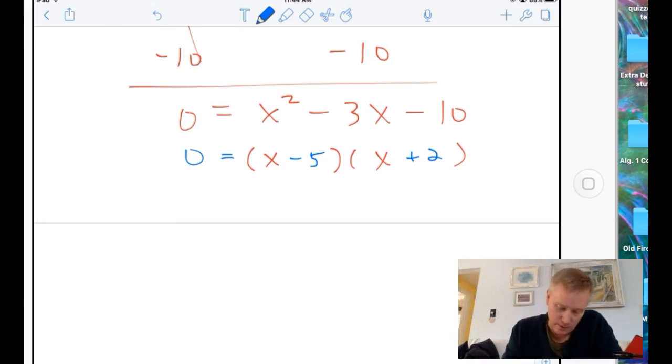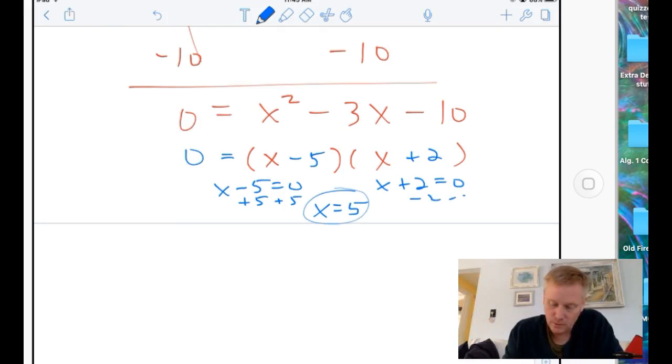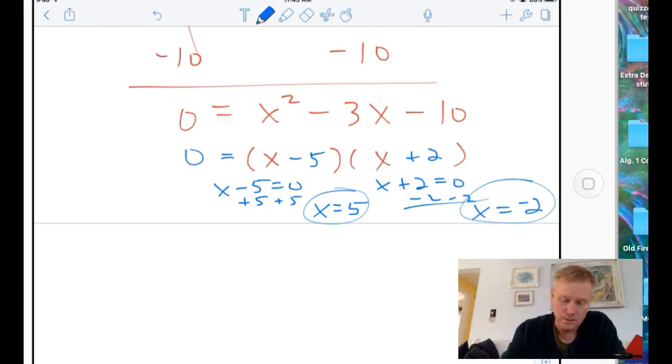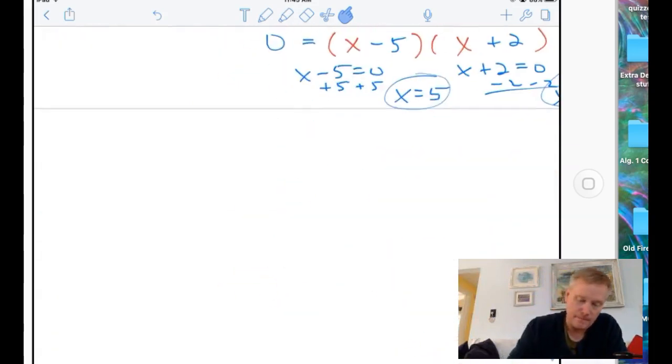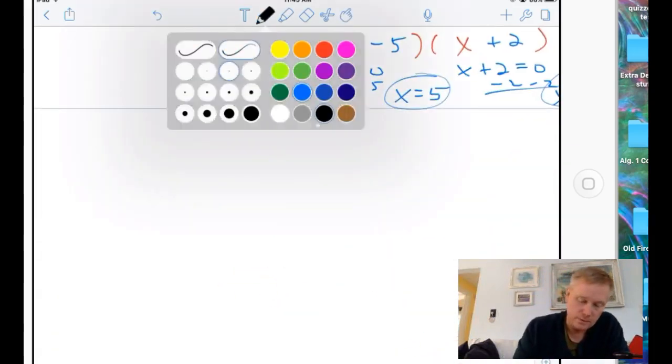Which means I got two answers, x minus 5 equals 0 or x plus 2 equals 0. Therefore, if I add 5 both sides here, I get x equals 5. And if I subtract 2, I get x equals negative 2. And those are my two answers. All right, last problem. Question number 8. Do a you try, see if you can do this.